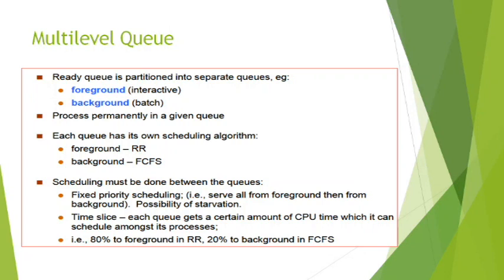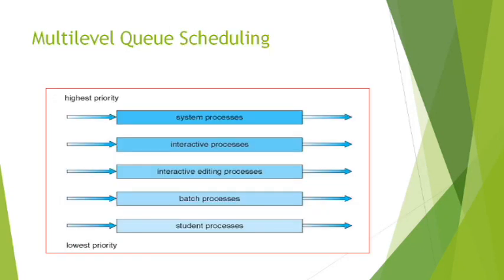There is a possibility of starvation. In time slice, each queue gets a certain amount of CPU time which it can schedule amongst its processes, that is 80% to foreground in round robin and 20% to background in FCFS. In multi-level queue scheduling, you can see the highest priority is system processes, then interactive processes, interactive editing processes, and batch processes, and student processes have the lowest priority.